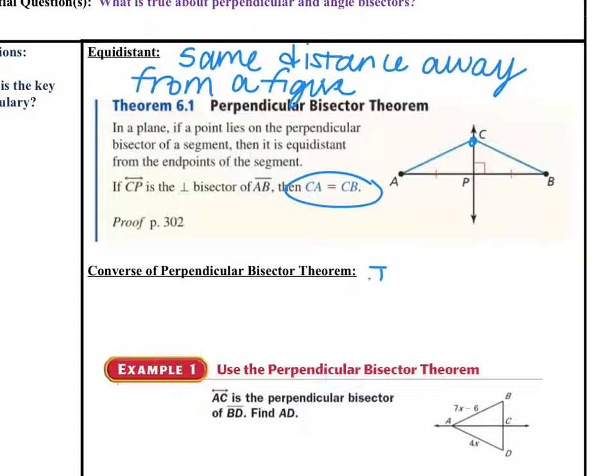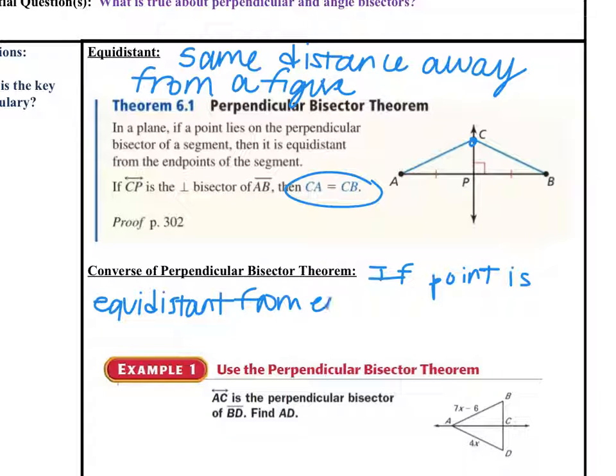If the point is equidistant from the endpoints, then it lies on the perpendicular bisector.